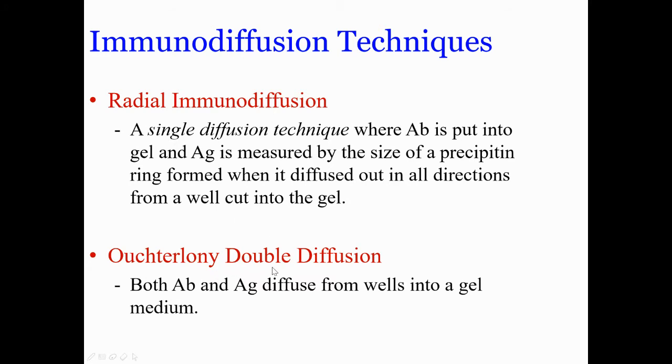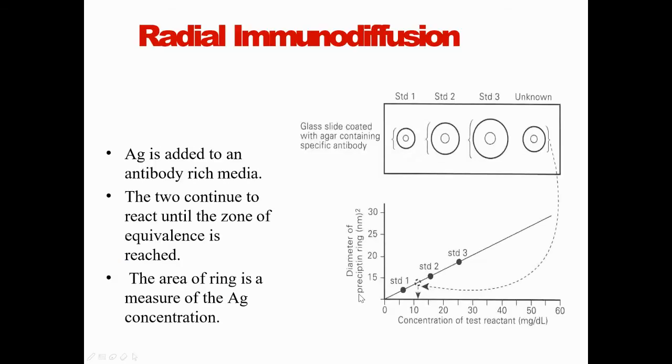And then you can ask me, what is Ouchterlony double diffusion? Here, both antibody and antigen will be diffused from the wells into a gel medium. In case of radial immunodiffusion, antibody will be put into the gel and then antigen is measured. In double diffusion, both antigen and antibody will be diffused from the well into a gel medium. There's a difference between these things.